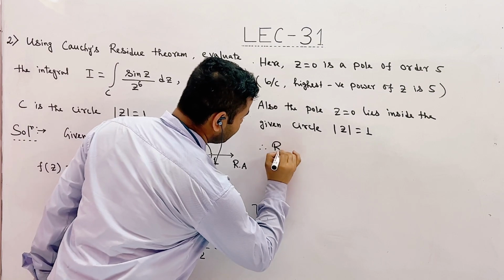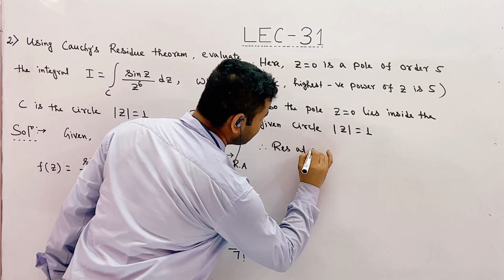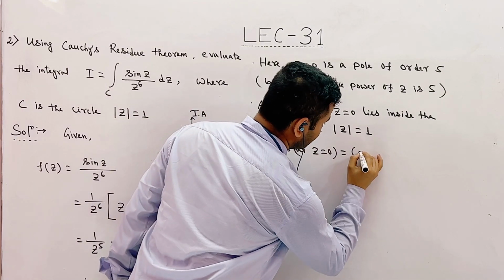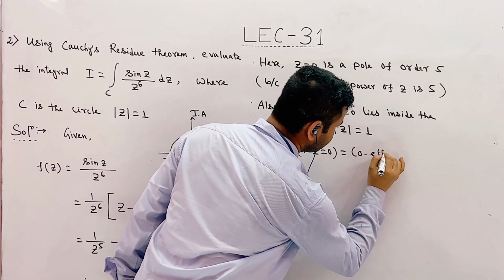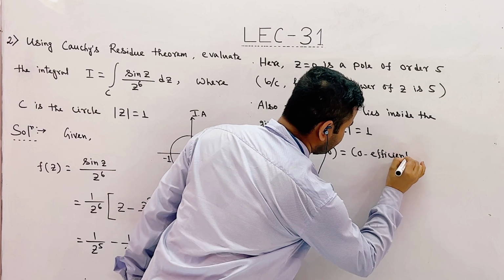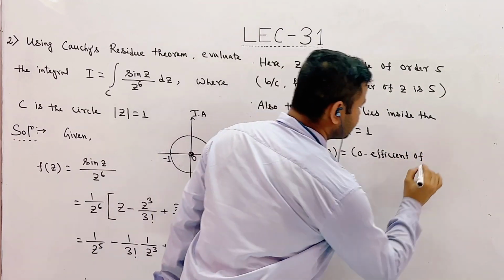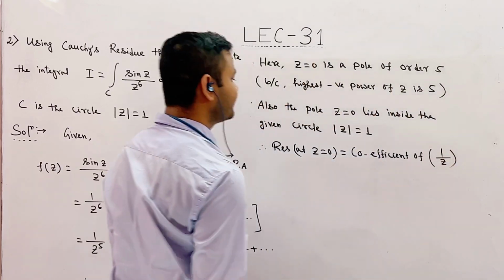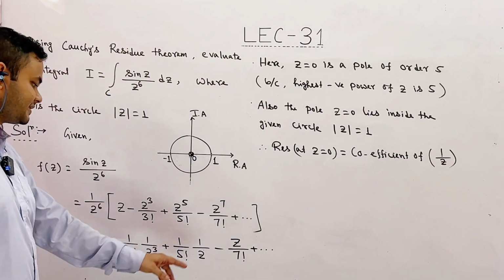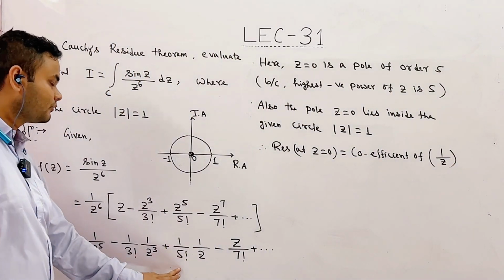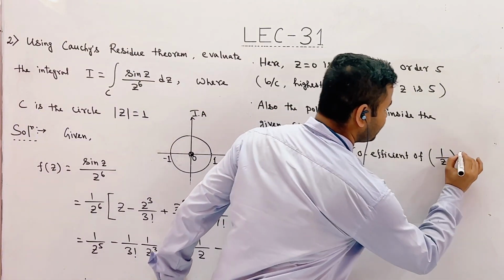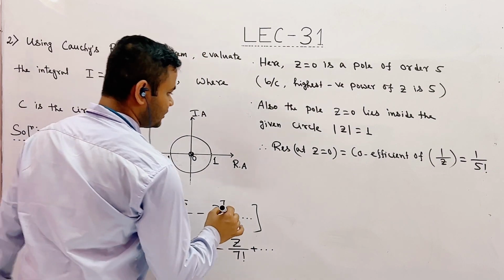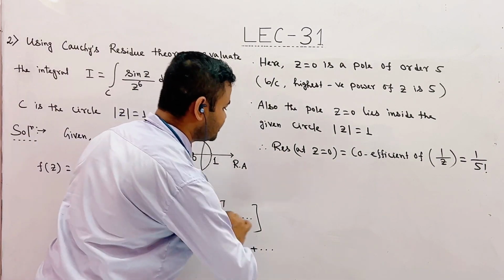So therefore residue at z equal to 0 is given by coefficient of the term 1 by z minus 0, ultimately 1 by z. So here we have seen that the coefficient of 1 by z is 1 by 5 factorial. Now let us apply Cauchy's residue theorem.